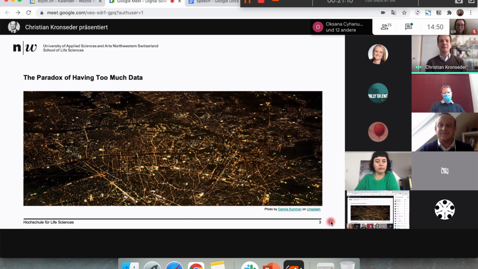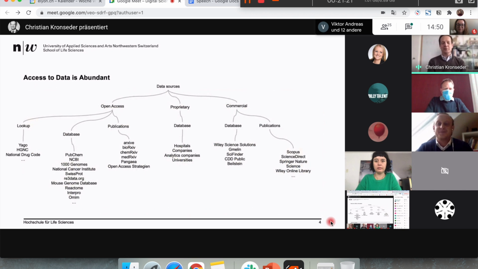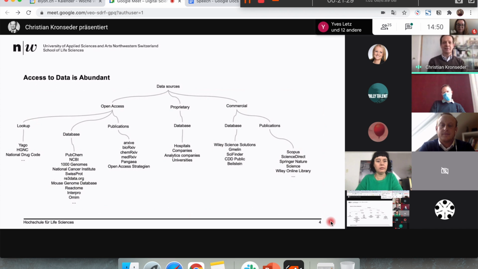So this, by the way, is Paris at night. If I look properly, there's somewhere the Eiffel Tower, but I can't find it now. But the problem is access to data, and I'm only looking at access to data. I'm not even talking about the data we're creating in our lab. Access to data is abundant. This is massive. We have easily about, what did I find? About 110 databases on Wikipedia alone, on biochemistry, pharmaceutical chemistry, toxicology, inorganic, organic chemistry, whatever you want to find.